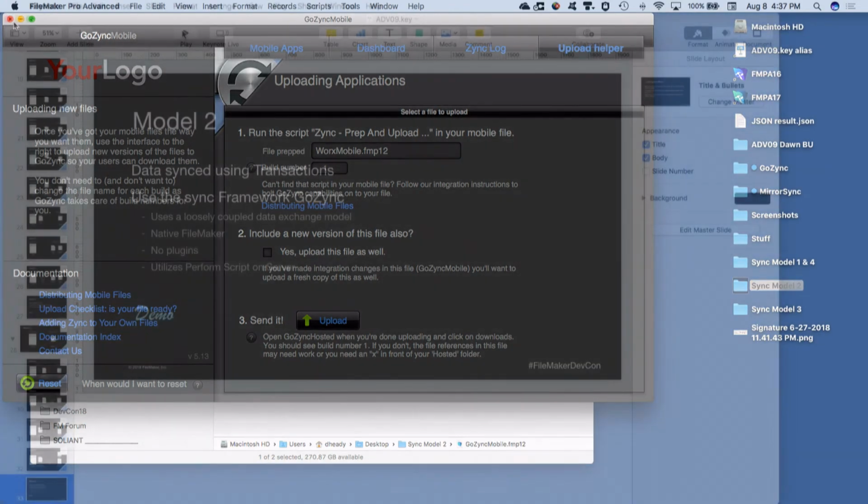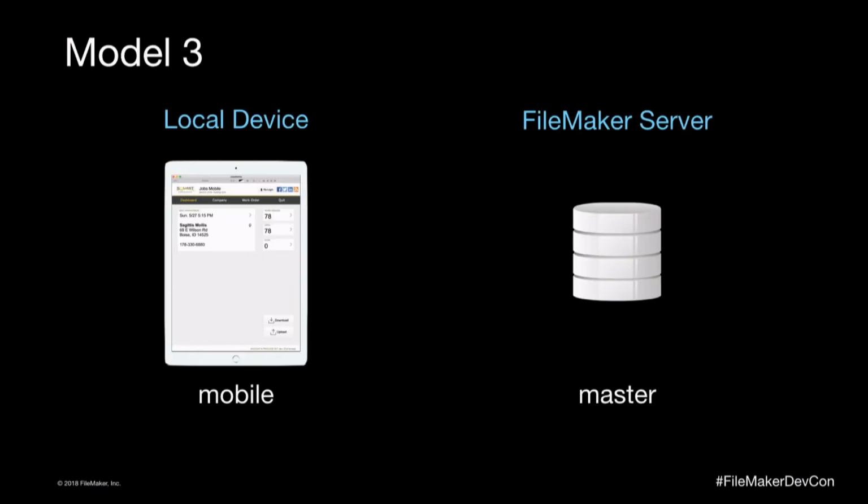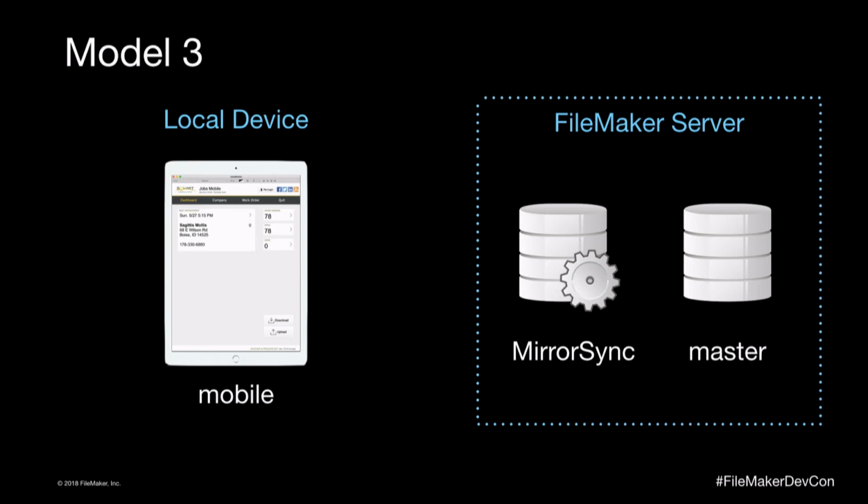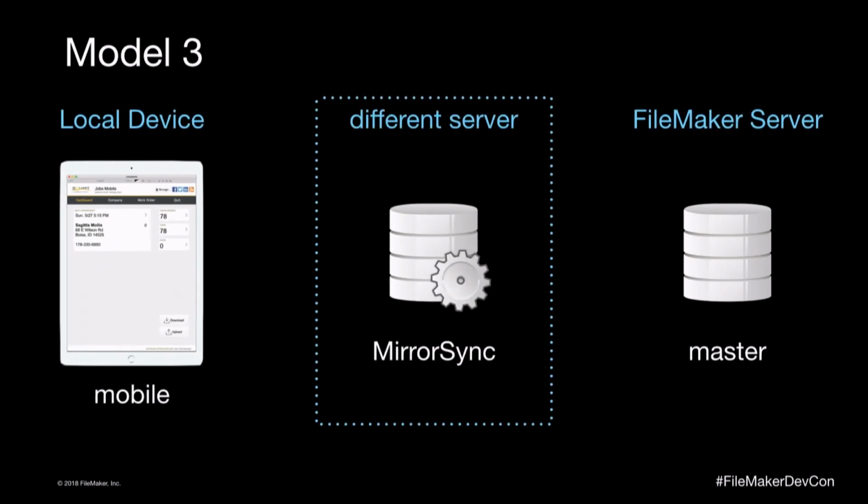So, Model 3. Here we are, we're back with our mobile and our master. This time, we're going to use a web service. We're going to use a commercially available web service called MirrorSync by 360 Works. MirrorSync is a web application that can be installed on the FileMaker server, or it could be installed on its own server. That server could even be a Linux server.